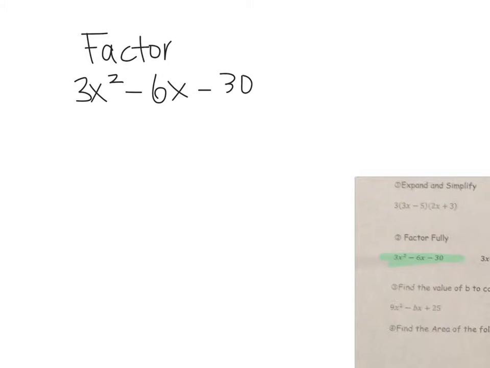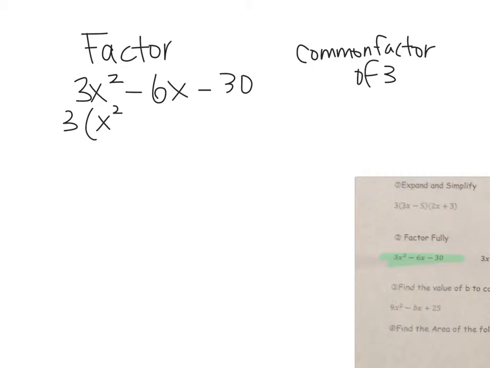Always look for a common factor first. So I found a common factor of 3. I'm going to divide that out. 3x squared divided by 3 will be x squared. Minus 6x divided by 3 is 2x, and minus 30 divided by 3 is minus 10. And now I have a similar question to before, and I need to ask myself, what two numbers add to give me negative 2 and multiply to give me negative 10, if they exist?